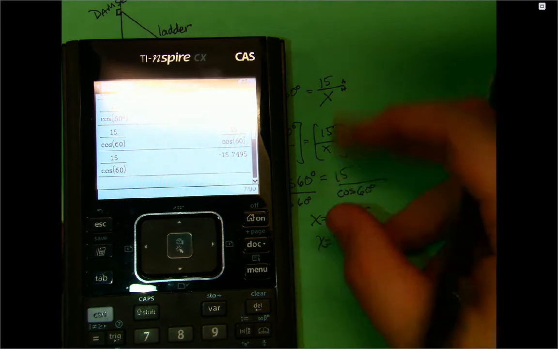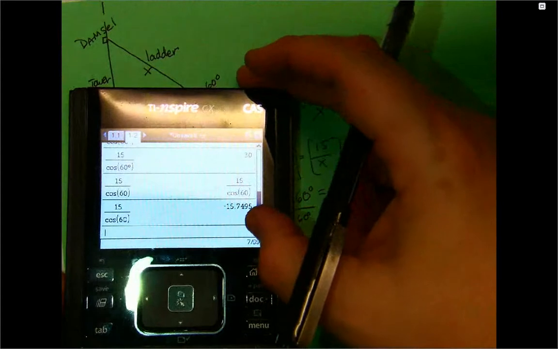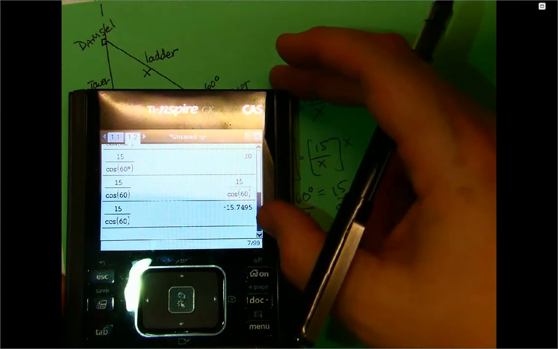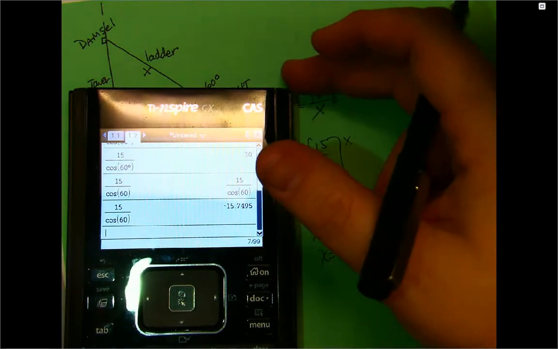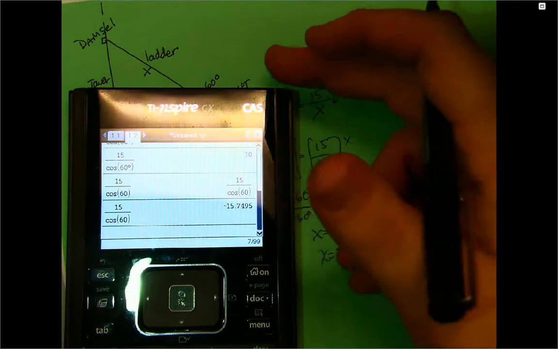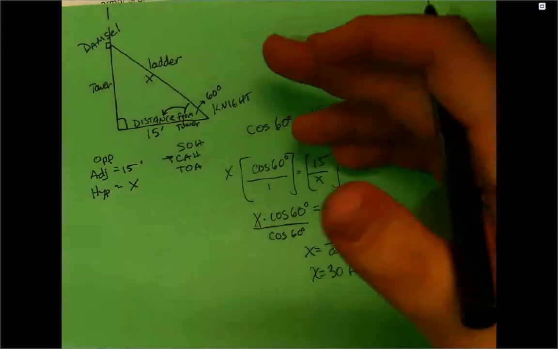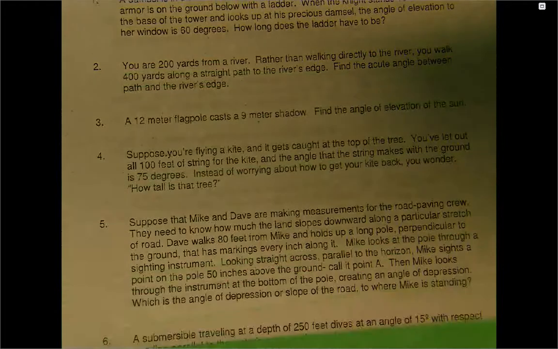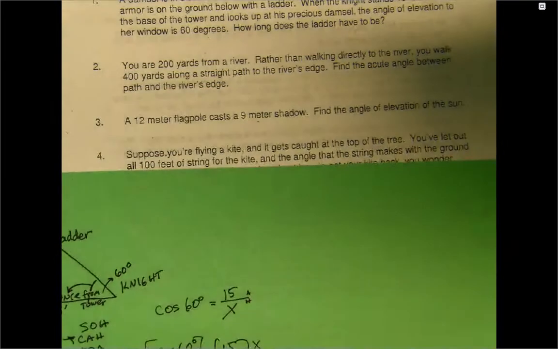So if you did this and you got this answer of negative 15.7495, does that make sense that your ladder is going to be negative 17 feet long? No, it doesn't make any sense at all. So even that makes even less sense. So you want to make sure that you set these problems up and that the answer you get actually makes sense.